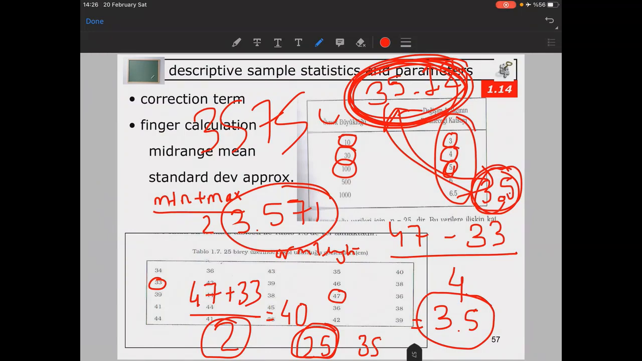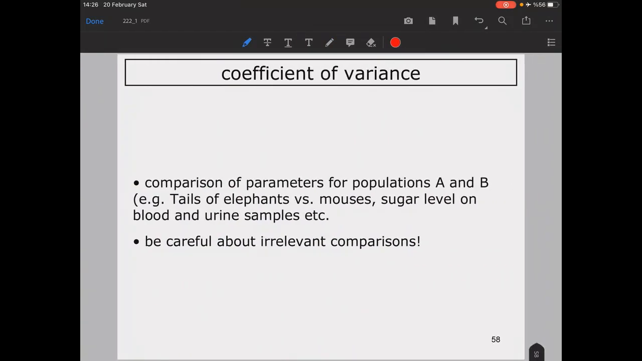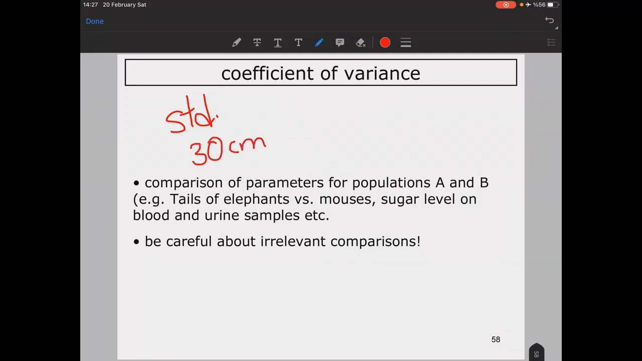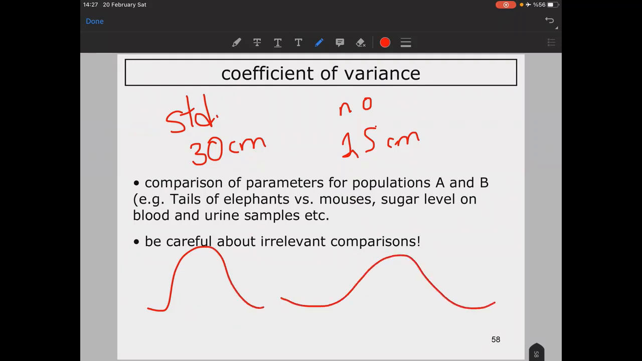And finally, the last thing that we are going to talk about is the coefficient of variance. When we're trying to compare the parameters of different populations A and B, but they're not quite relevant to each other. For example, just imagine that we're going to compare two different populations about their tail length, between elephants and mice. And your standard deviation for elephants' tail size is, let's say, 30 centimeters. But in mice, it will come out as 1.5 centimeters. Can you say that this one has a wide spread or this one has a very tight spread? It will not give you an idea, right? Because their lengths are different as well.